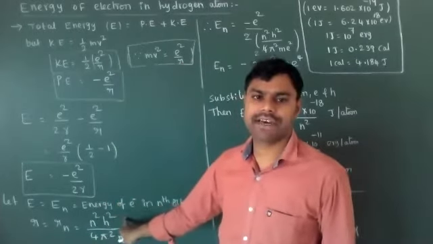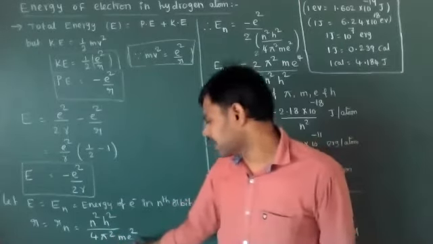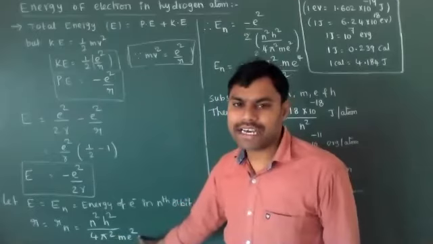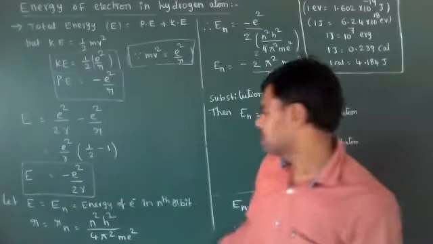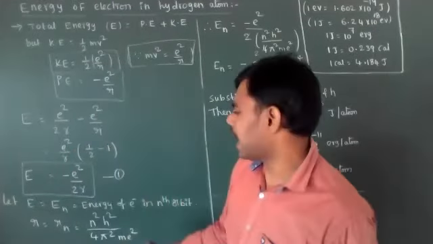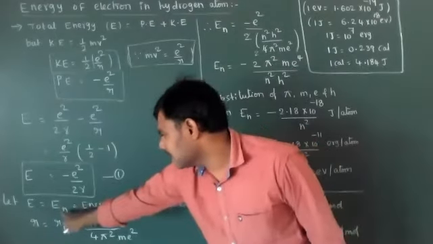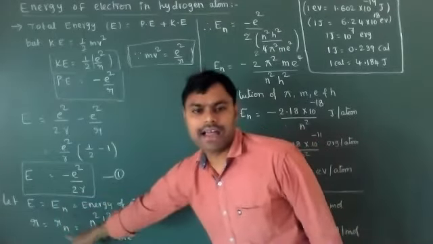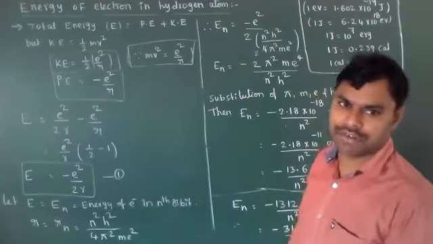n square h square by 4 pi square m e square. Just this value you have to substitute in the above equation. This is the first equation that may be considered. That Rn value, I'm substituting Rn and E. Instead of E place En, and that Rn value I am substituting in the above equation, the first equation.